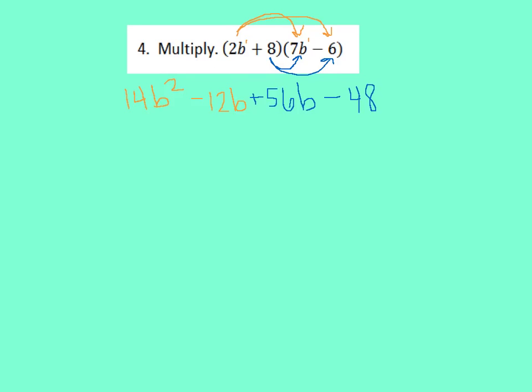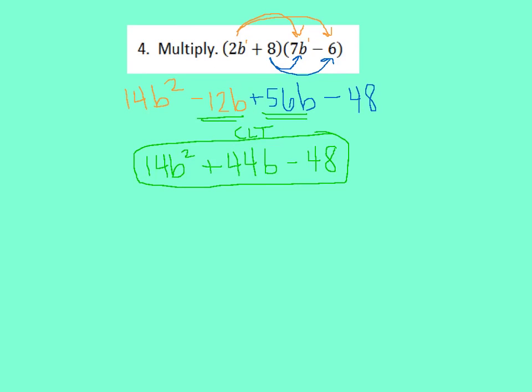I'm almost done. Okay, there's one last thing I have to do here, and it's because I have this here. Negative 12b plus 56b. I have to make sure I combine my like terms. So my final answer is going to be 14b squared, negative 12 plus 56, I get plus 44b minus my 48.